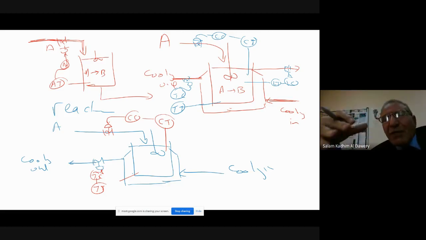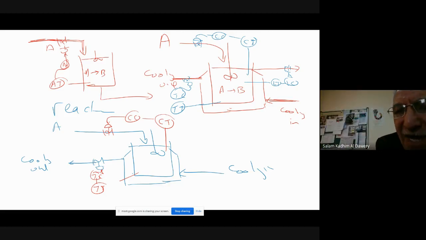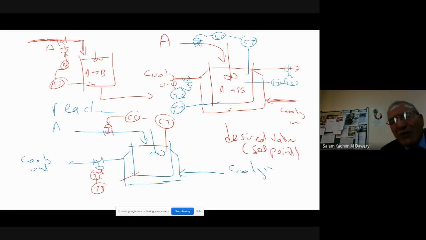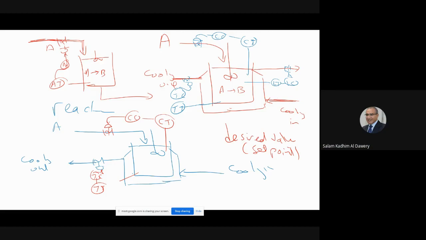By the way, in control we have what we name the desired value or set point. At your home, always when you open your AC, you have a desired temperature. You put it at 20, 22, 18. This is your desired temperature or whatever, or pressure. So you need your desired value. Here, for example, what concentration you need, here it is the desired value.